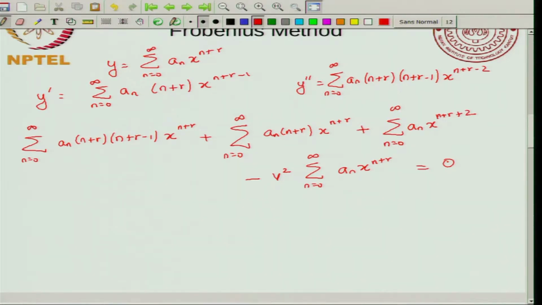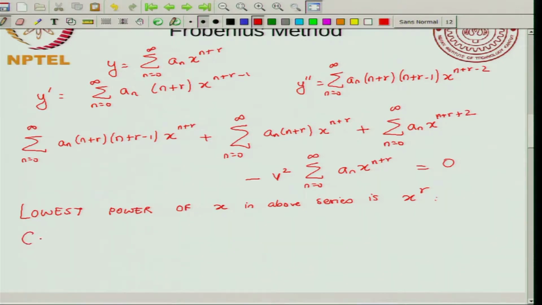So the smallest power of x: if n equals 0 then you have x raised to r; here you start from x raised to r plus 2, and if n equals 0 here you have x raised to r. So the lowest power of x in the above series is x raised to r.